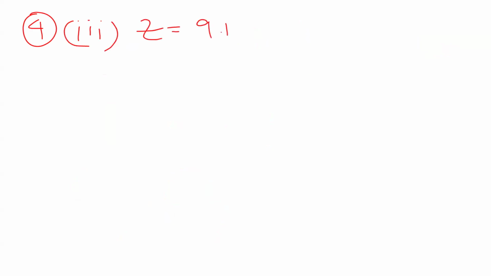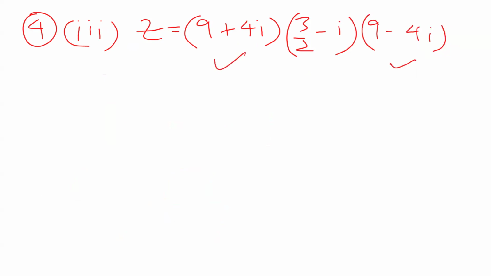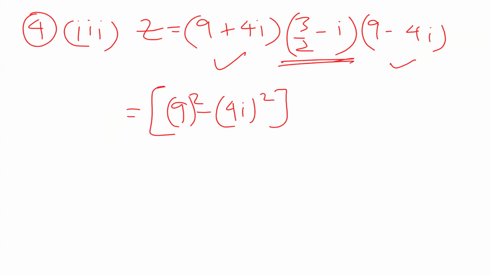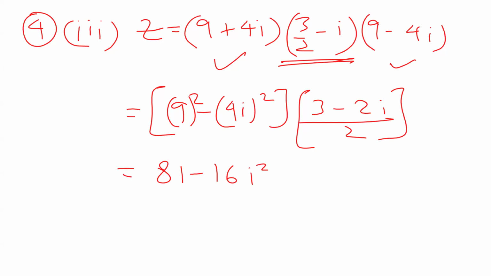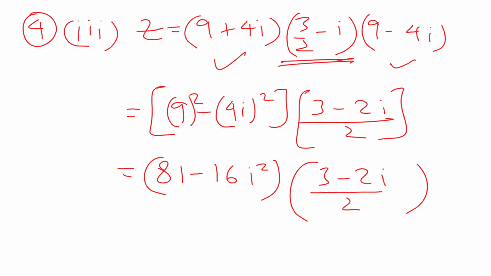Z is equal to 9 plus 4i, okay, and 3 by 2 minus i. And this is 9 minus 4i. So we are going to club these two terms: 9 square minus (4i) the whole square. And in this term we are going to take LCM: 3 minus 2i upon 2. So 81 minus 16 i square. Okay, 3 minus 2i upon 2.